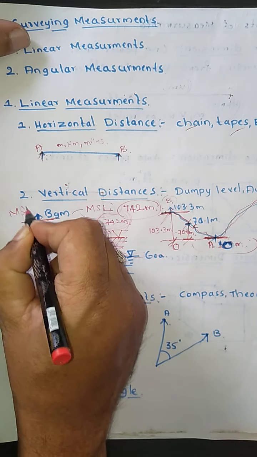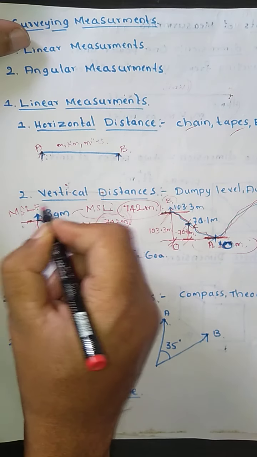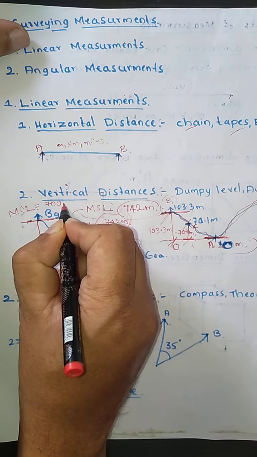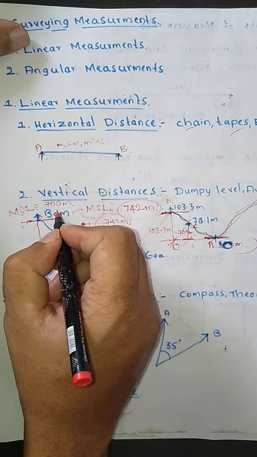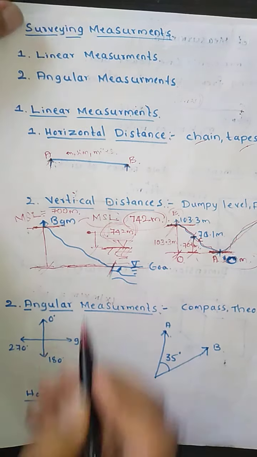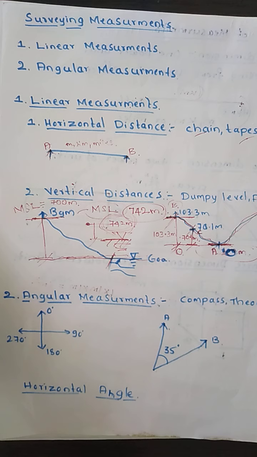MSL, mean sea level. For Belgaum, suppose we take an example of 700 meters. So 700 meters MSL is nothing but the height from mean sea level. Belgaum is present at a height of around 700 meters. So it is going to tell you the vertical distance.